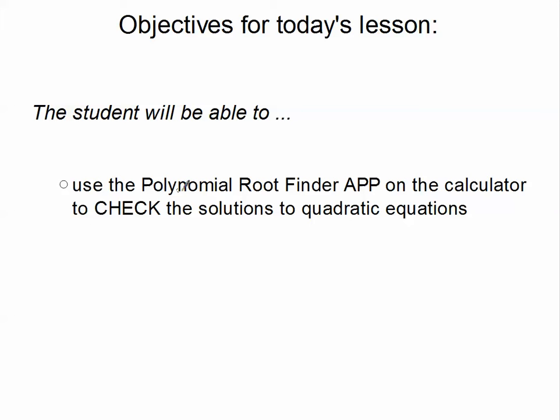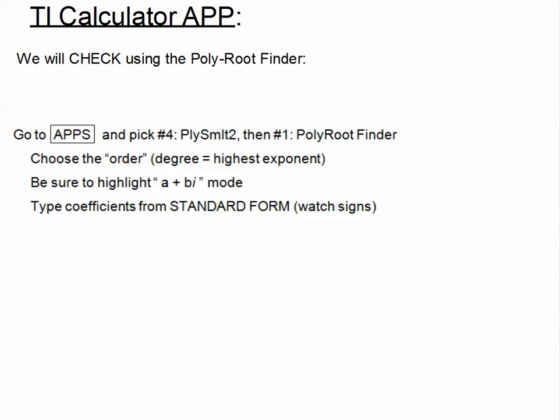Today we will use the Polynomial Root Finder app on our calculator to check, and I want to stress that we are checking these only, the solutions to quadratic equations. We have already learned or will learn 4 methods to solving a quadratic: graphing, factoring, completing the square, and quadratic formula. You should be proficient in all 4 of these methods, but we could check our answers with our TI calculator app. Obviously, you will need a TI calculator with this Poly Root Finder app, and I'm going to go through the steps for how to do that.